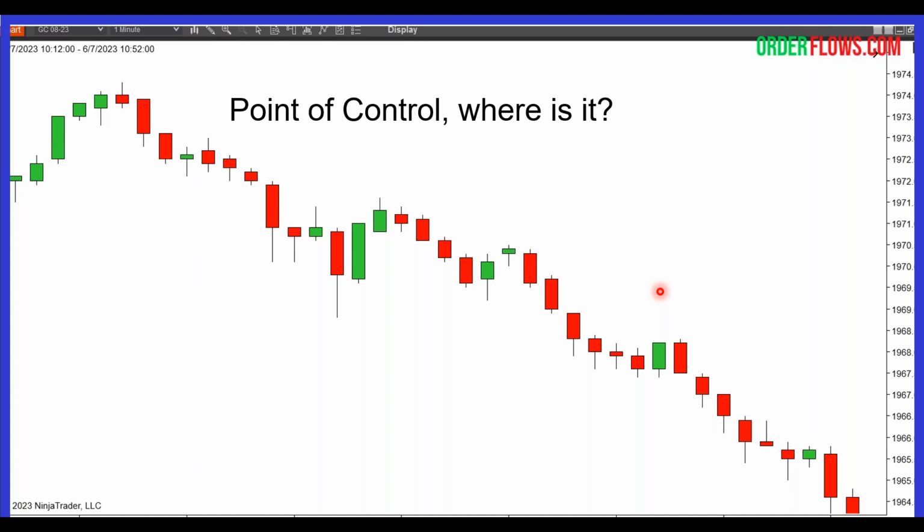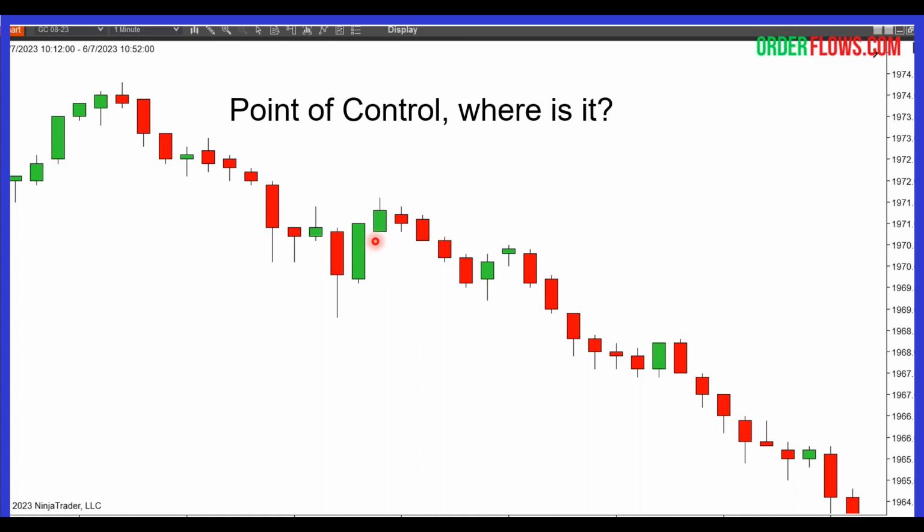Now, point of control, right? It's the price level in the bar with the most volume. And again, if you're looking at a simple bar chart, you can't see where the volume is, right? If I'm looking at this candlestick chart, I don't know where the volume is anywhere here. People have ways of trying to say, well, there's an imbalance or something, fair value gaps, et cetera. You're just guessing when you use those terms, because you're not looking at the actual volume. That's why order flow is so important, because it tells you where things are trading and the intensity of their trading, the strength or the lack of strength.